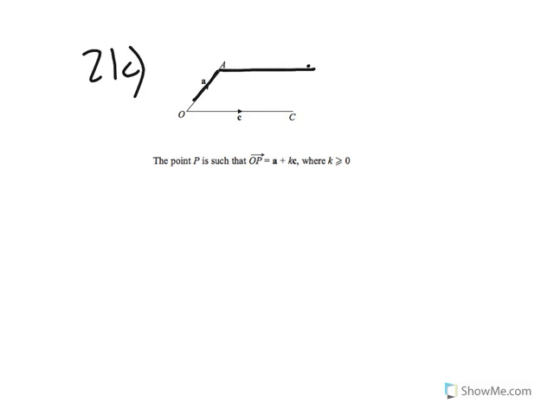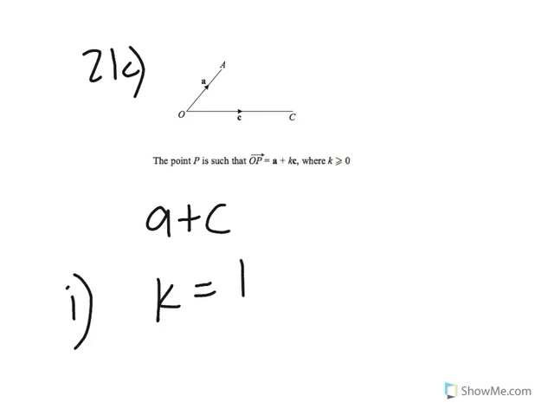So in order for this to equal this, these two values need to be the same. So this needs to be a C as well. So that means that the point P should have a vector of A plus C, because it needs to go like this, and it needs to have the same horizontal amount as this line over here. So that means that it needs to be A plus C. So that means that K needs to be equal to 1.